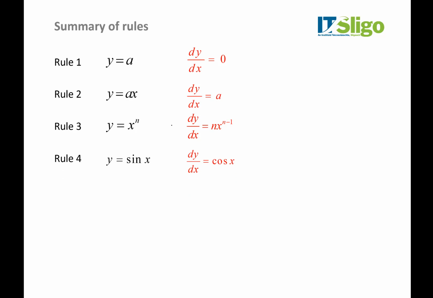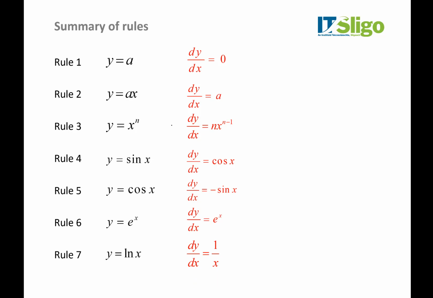The derivative of sine x is cos x. The derivative of cos x is minus sine x. The derivative of the exponential function e to the power of x is itself, e to the power of x. And the derivative of the natural log function is 1 over x. So we'll see these again, I won't really go over them, but we'll introduce them in the coming lecture again.